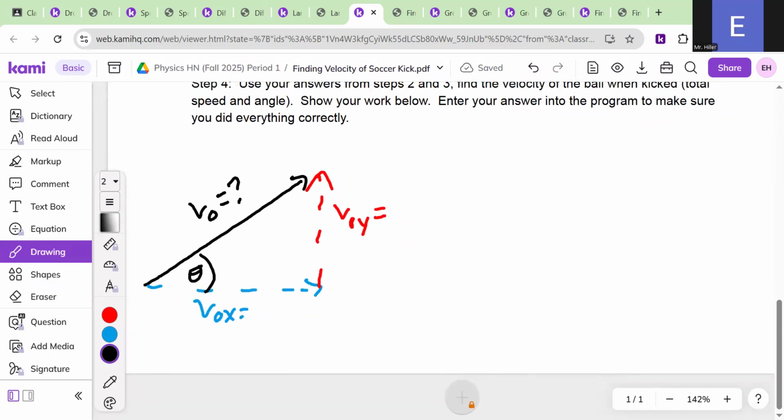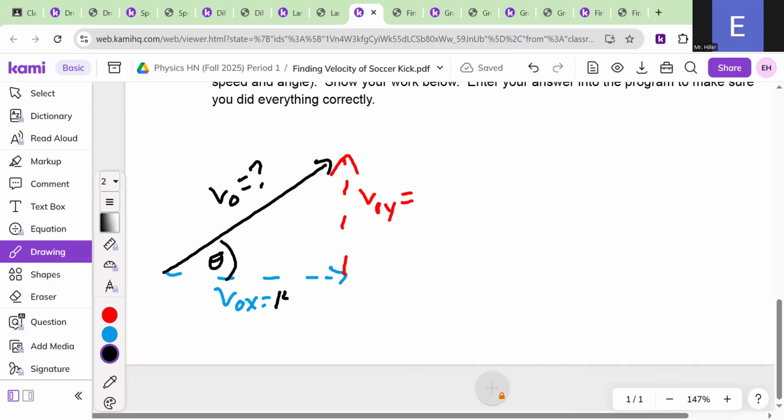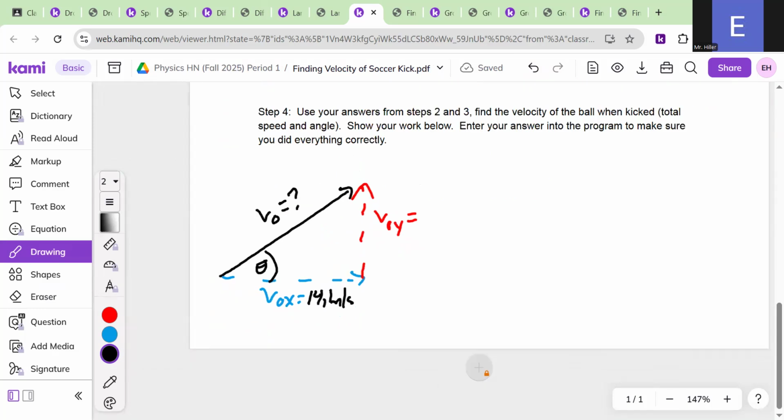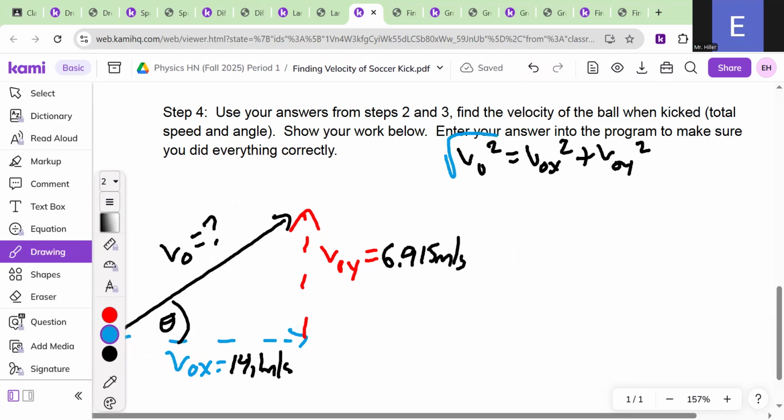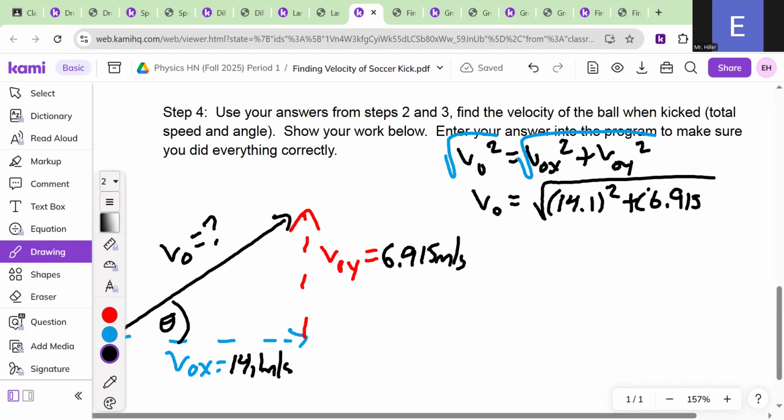So let's put in our values. My value for v naught x was 14.1 meters per second. My value for v naught y was 6.915 meters per second. So v naught squared equals v naught x squared plus v naught y squared. It's the Pythagorean theorem. Square root both sides. And v naught, in my case, is going to be 14.1 squared plus 6.915 squared. Go ahead and figure yours out. I'll figure mine out.